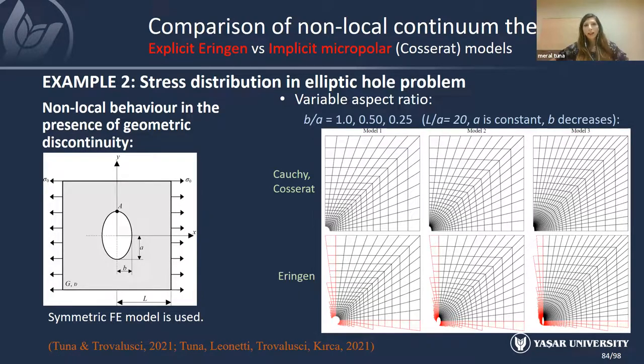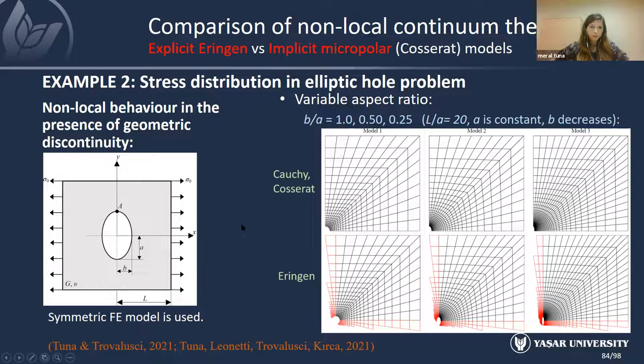So, as the second example, we examine stress distribution in elliptic holes under, again, uniaxial tension. Here, our aim is to obtain the stress field, or let's say the effect of non-local theories on the stress field of a plate that is vacant with an elliptic hole.